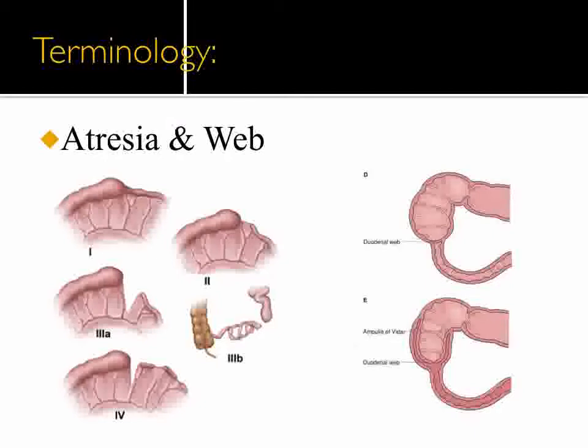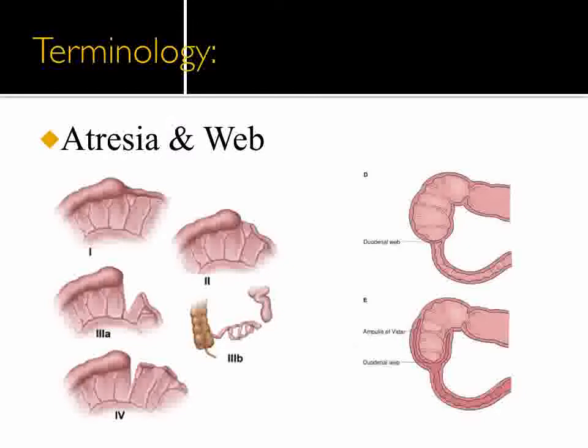This atresia is of different types according to the level of the atretic segment, and whether it is associated with a defect in the mesentery or not. What about the web? The web is a type of atresia, which we call type 1 atresia, where there is a web, membrane, or diaphragm obstructing the lumen of the intestine. So there is no loss of continuity, but there is intraluminal obstruction.